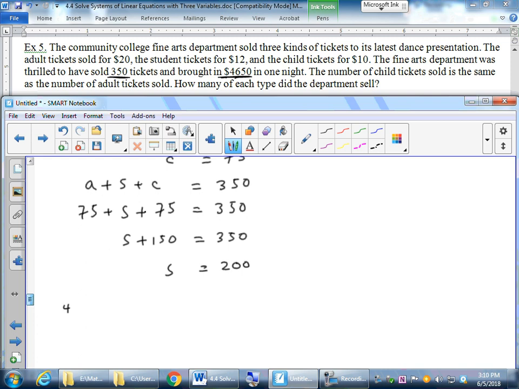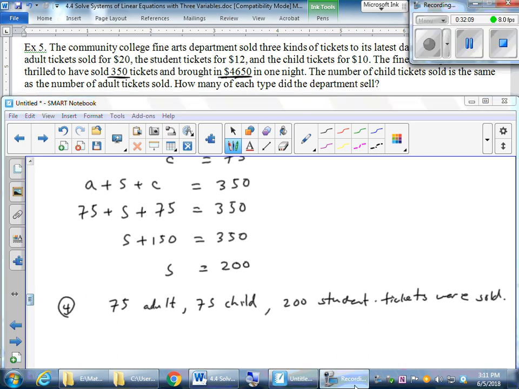So now finally we can interpret it. 75 adult, 75 child, and 200 student tickets were sold. And this will conclude this session.